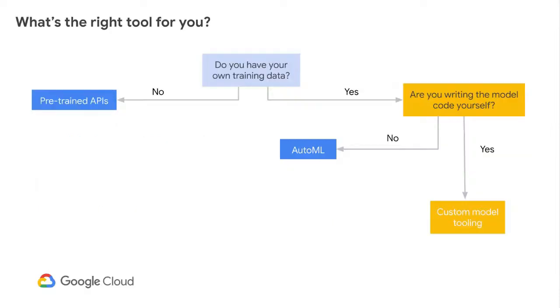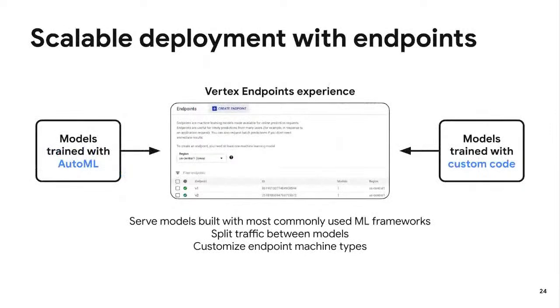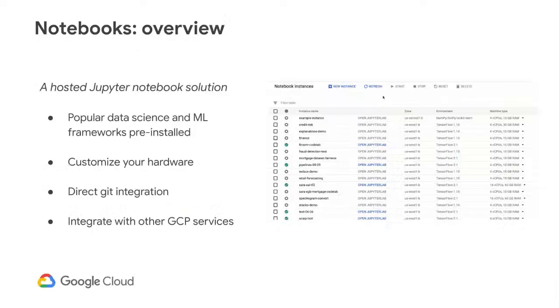So AutoML training, custom models. When you train your model with AutoML, then you create an endpoint to serve your customers, where similar to the pre-trained API, you load the image and then you get the predictions from that endpoint. Similar to the custom code, you have to create an endpoint to give your users to leverage and use that model.